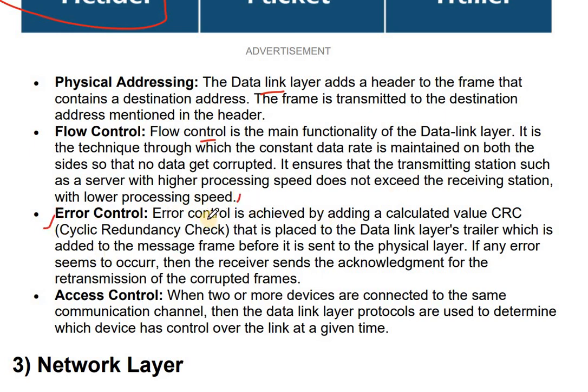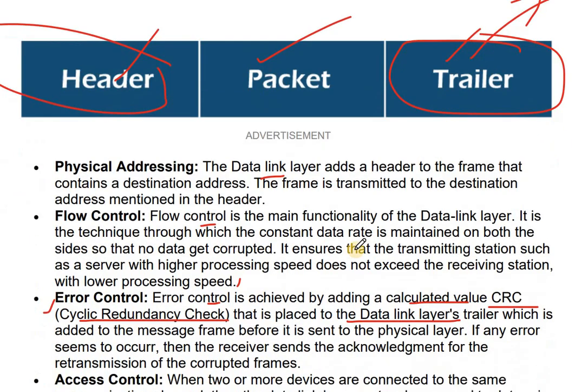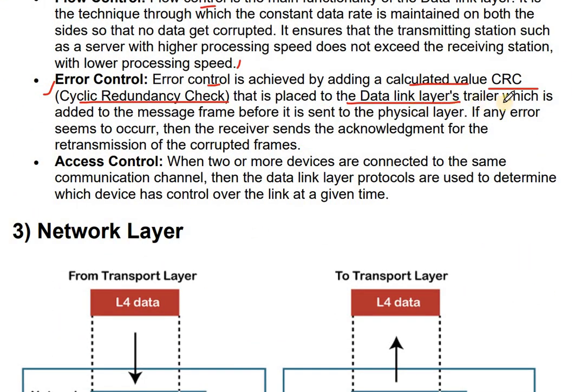Now, error control. Error control is achieved by adding a calculated value, CRC, cyclic redundancy check, that is placed in the data link layer trailer. This is the trailer, so the CRC is put here. It is added to the message frame before it is sent to the physical layer. If any error occurs, then the receiver sends an acknowledgement for the transmission of corrupted frames.